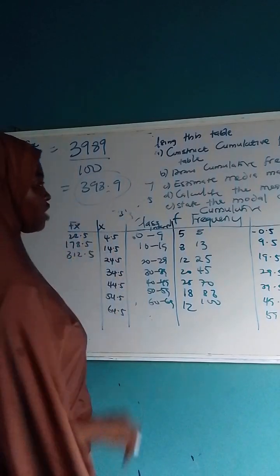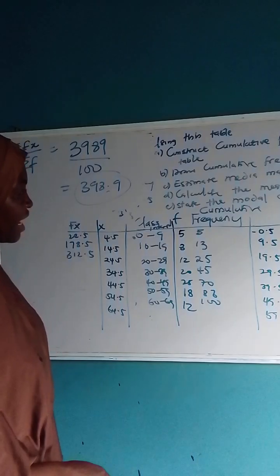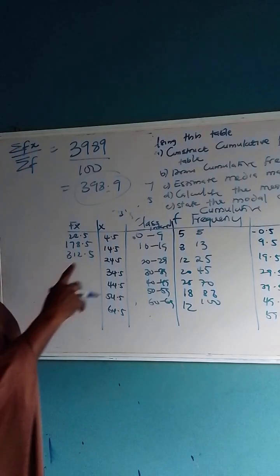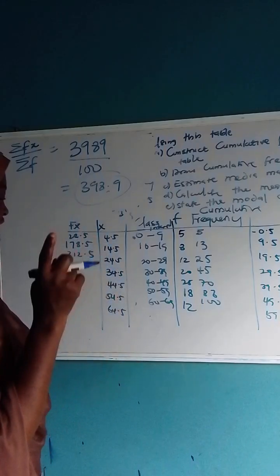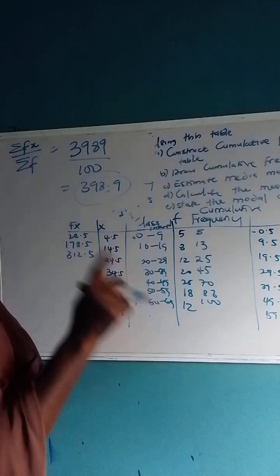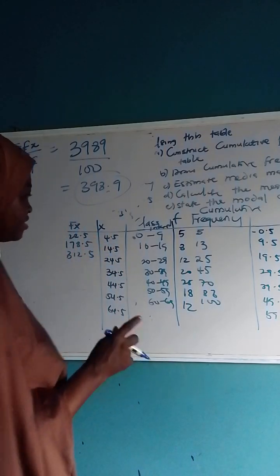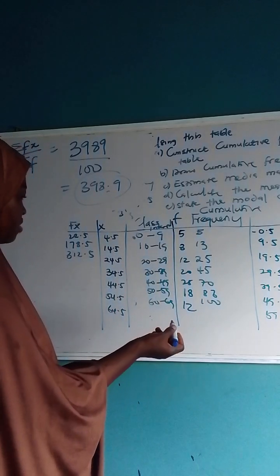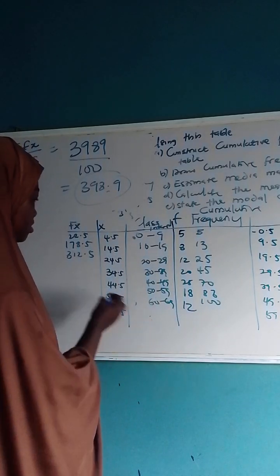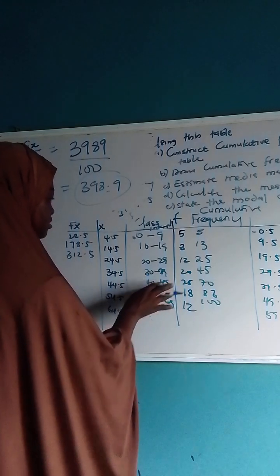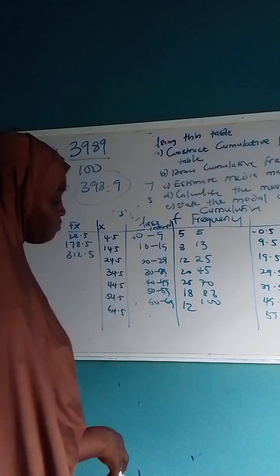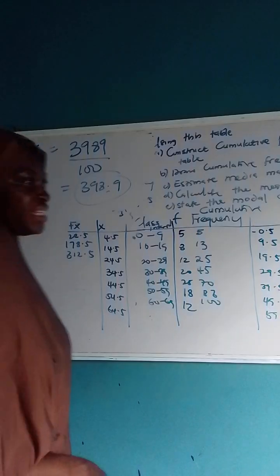So the question says, state the modal class. To know the modal class, it is the class with the highest frequency. Let's look at our table. Which class has the highest frequency? 40 to 49. It has a frequency of 25, while others are below 25. And that is that.